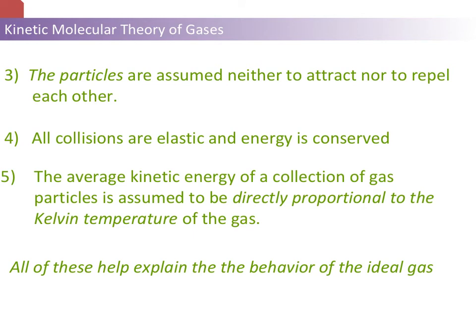Now these next two are different when it comes to describing the ideal gas versus the actual or real gas. Number 3 and number 4 are things that we assume to be true for the ideal gas, but are not true for real gases. Statement 3 says that the particles are assumed to neither attract nor repel one another. Now in real situations, the particles definitely do attract and do repel one another.